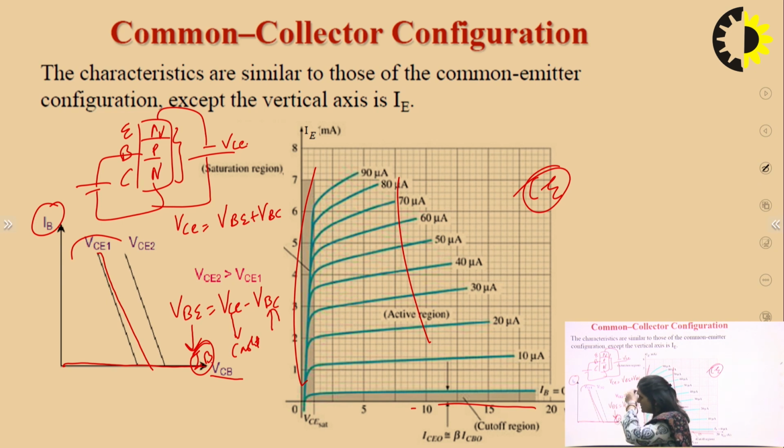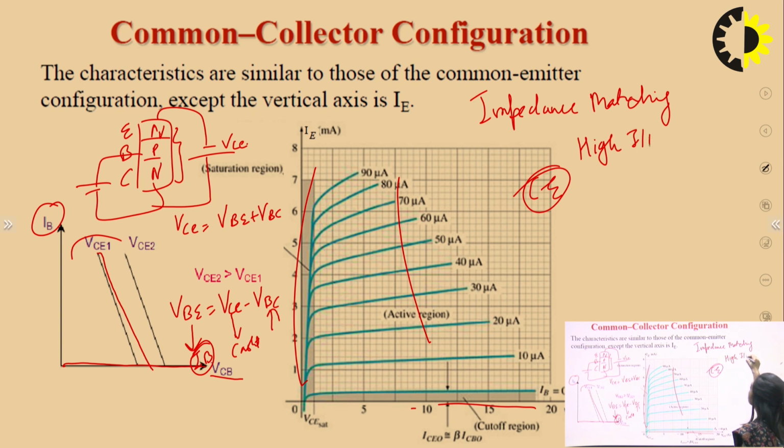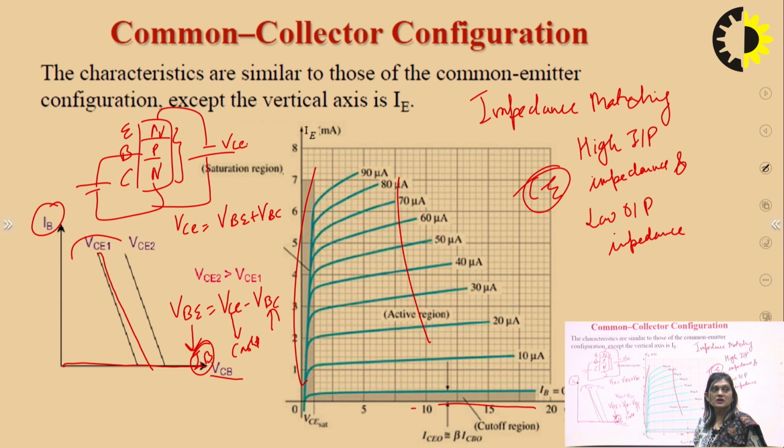This graph is plotted by assuming this characteristic. If we increase the VCB, then IB current will decrease. So the common collector configuration is basically used for impedance matching. The application of this configuration is impedance matching, because it has a high input impedance and low output impedance.